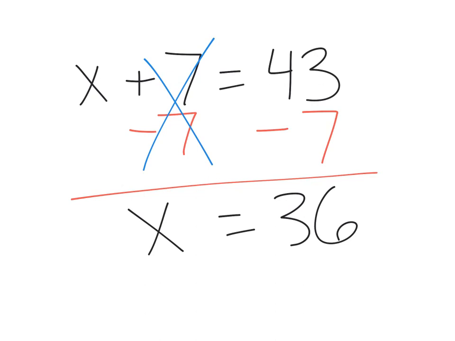Don't forget, once you get your answer, so our answer is 36, that could be plugged in for x in that original problem to see if we did that correctly. Whatever our answer is, plus 7 should give us 43, and yes, 36 plus 7 is 43. So we are correct in that.